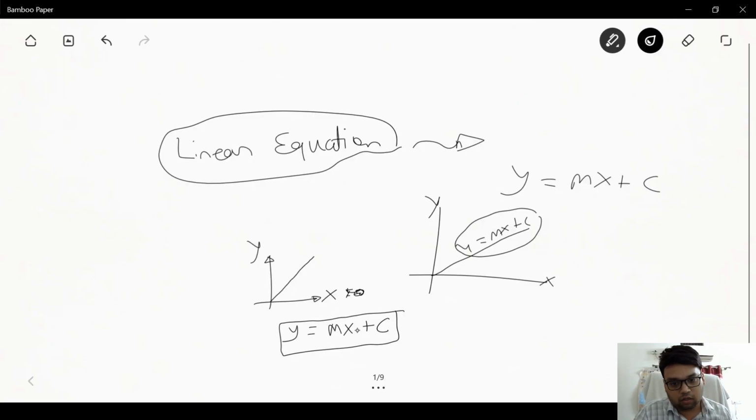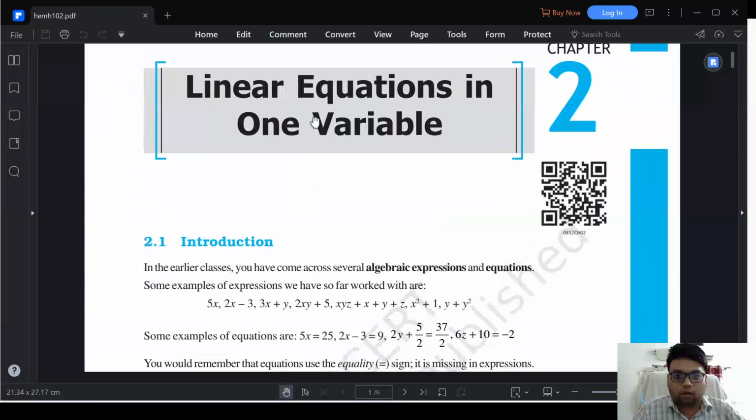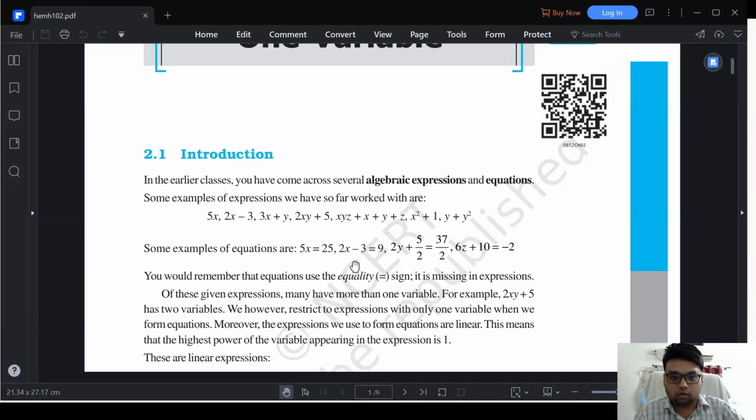Linear equation with one variable: one variable is determined by the exponential power of the x. Here in mx plus c, the power of the x is 1, which means it is one variable. In your notebook, what they have written is linear equation with one variable. If the power of x is more than 1, then it is not called one variable. It becomes more than one variable, two variable, three variable, whatsoever. We have to learn all this in this chapter.